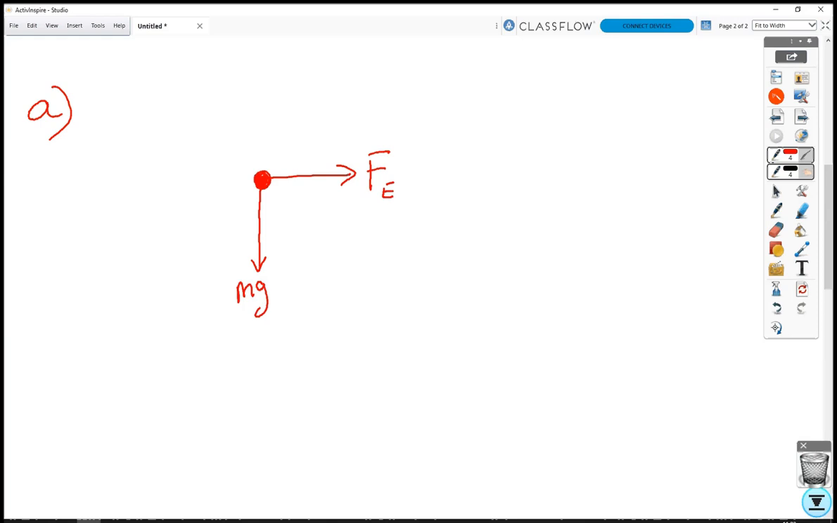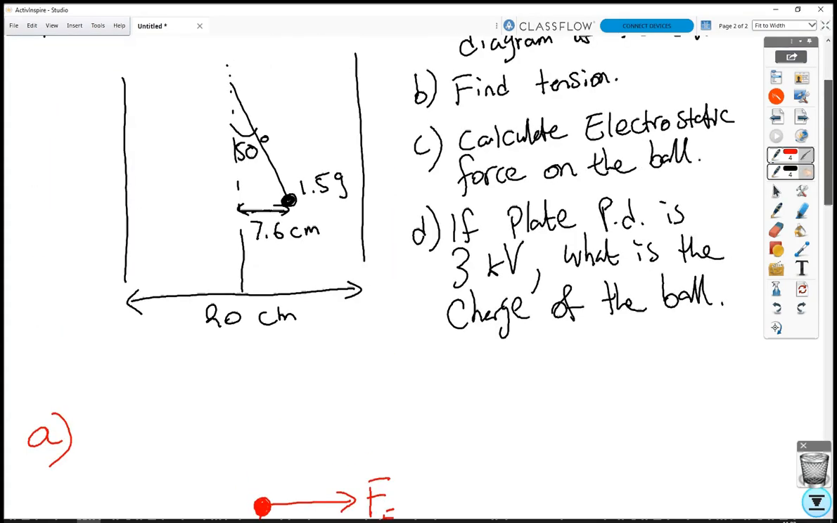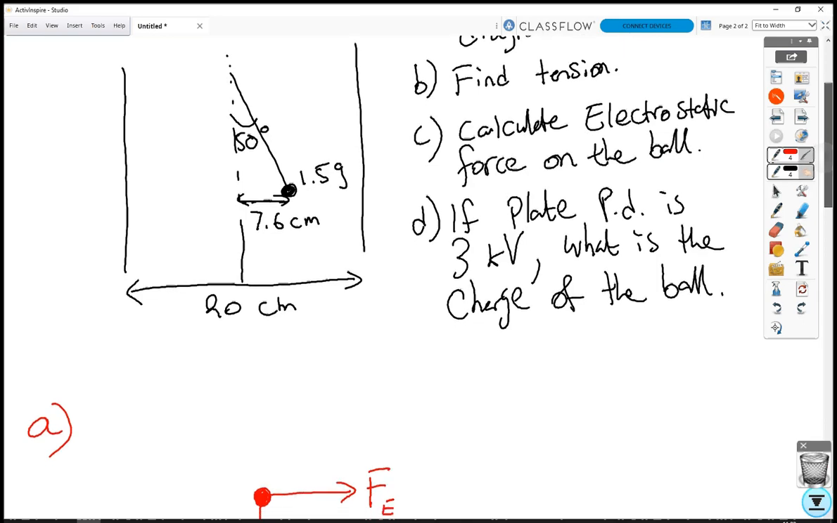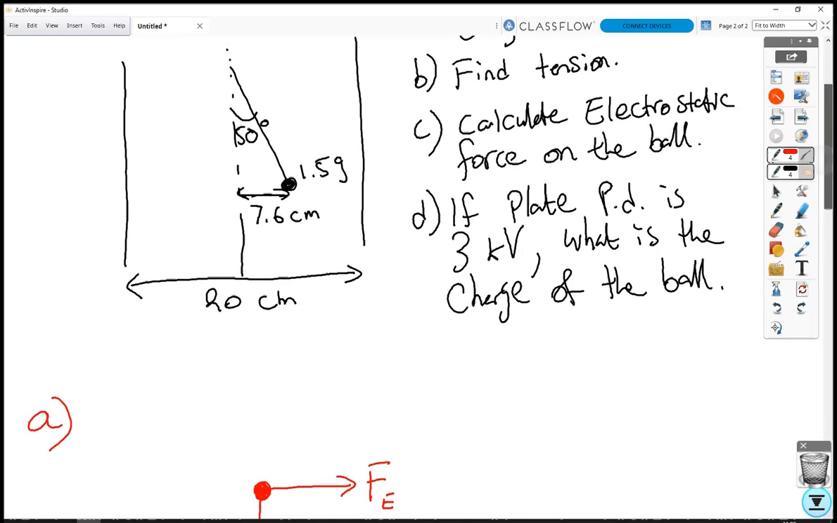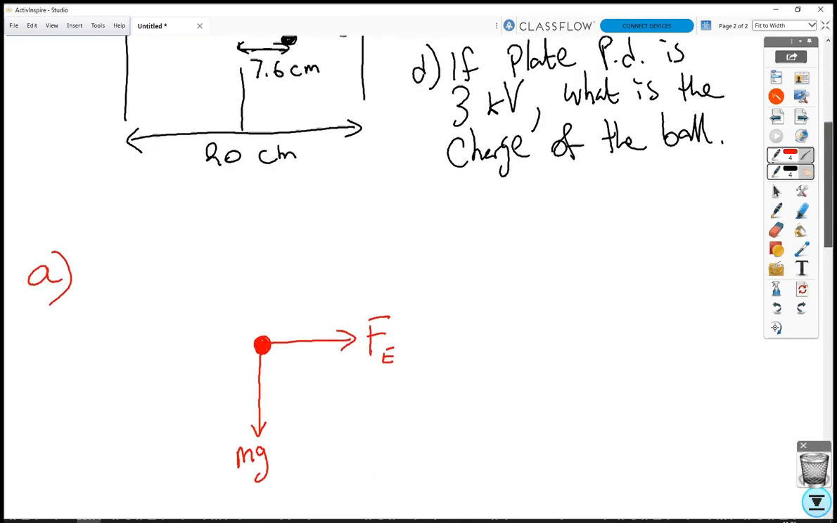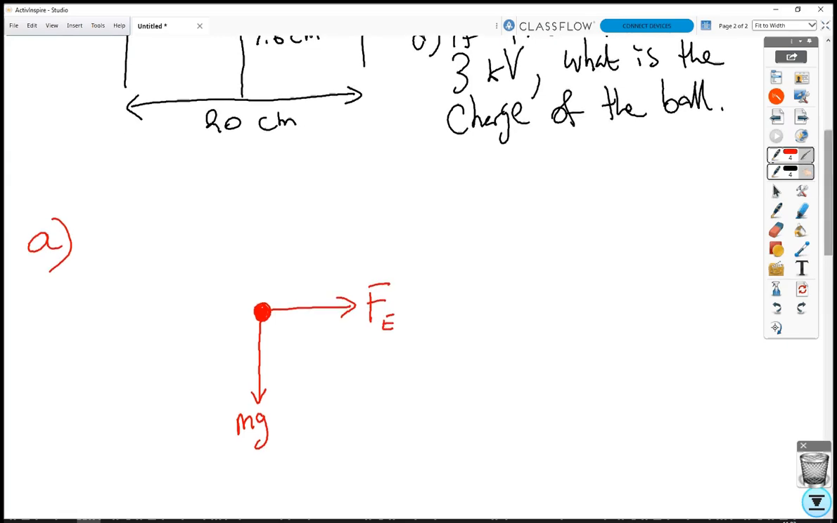But the ball has been displaced towards the right, but it's not currently in motion. And we know that it's on a string, and the string is fixed at some point. So there must be tension on that string, which counteracts the electrostatic force and the weight to keep it in position. So tension will be acting at 50 degrees, and it will be that way. So that's the answer to part A.